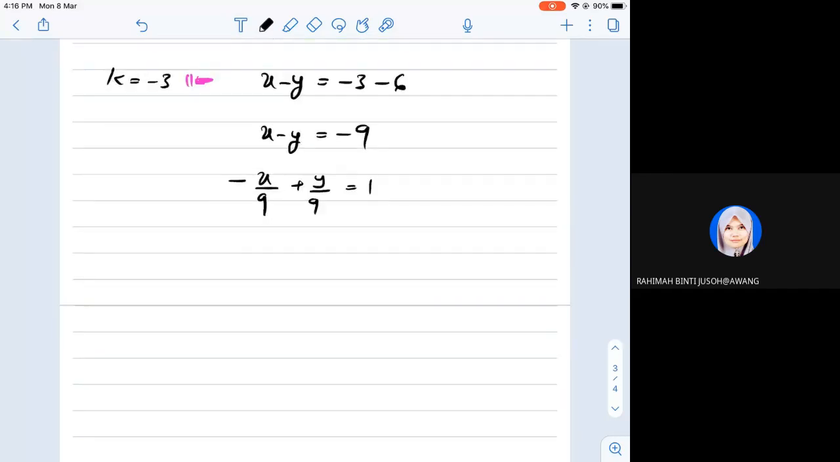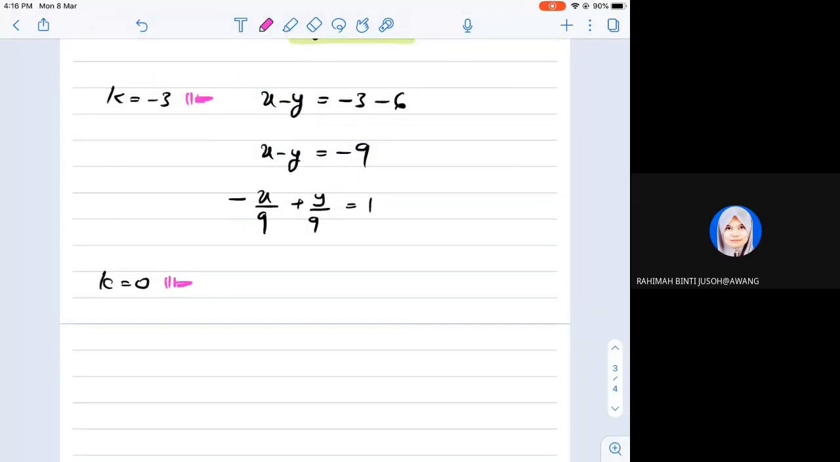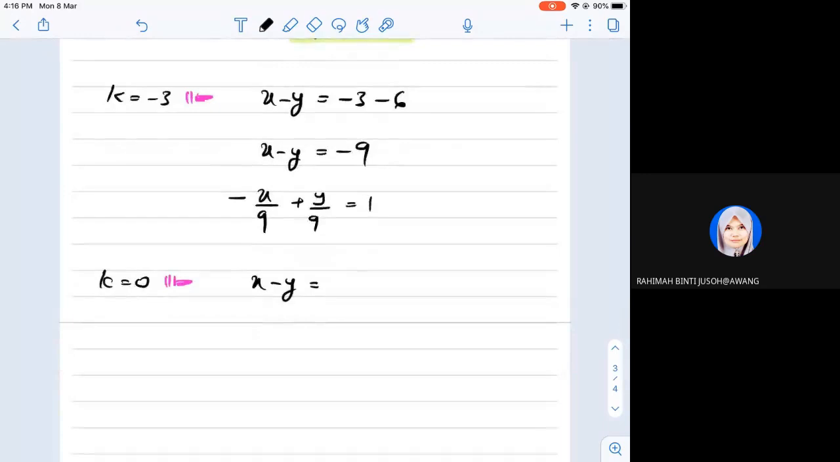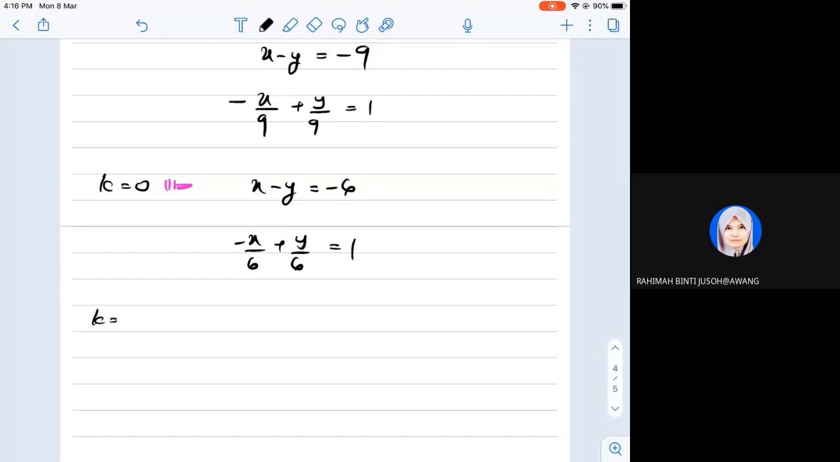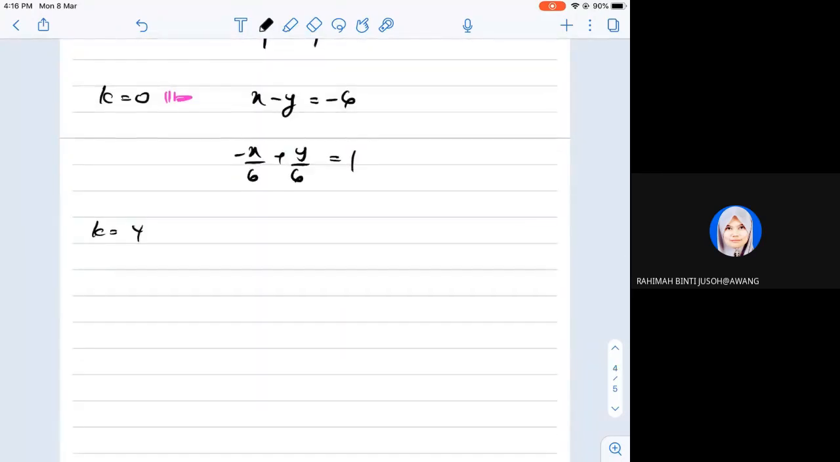Like that. Okay, next substitute k equals to 0. We have x minus y equals to 0 minus 6. Right, 0 minus 6 of course lah negative 6. So we will have negative x over 6 plus y over 6 equals to 1. Next, k equals to 4. So we will have x minus y equals to 4 minus 6. So we will have x minus y equals to negative 2. Then we will have this as the intercept form: negative x over 2 plus y over 2 equals to 1.